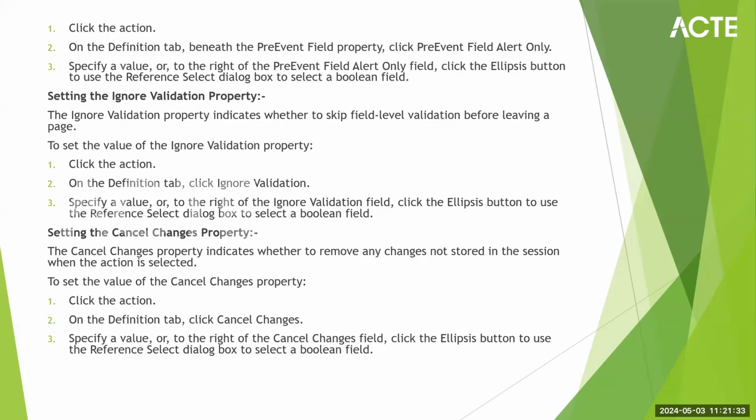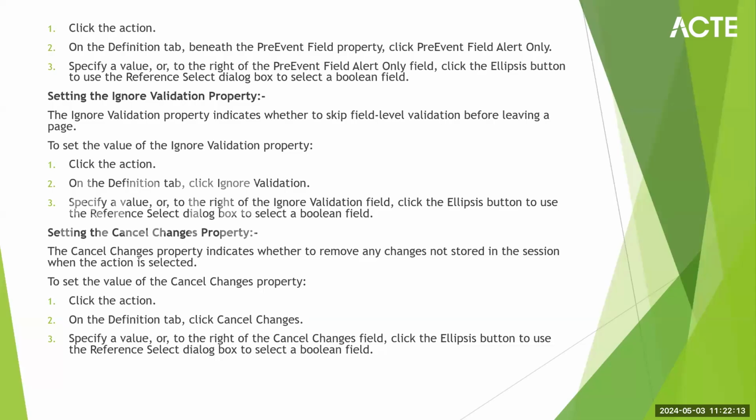Okay, select the ignore validation property. The ignore validation property indicates whether to skip the field level validation before leaving a page. For example, there is one UI screen and you are testing it, and you want a particular field to be skipped or ignored while testing the whole page. When you try to navigate, it should not give any warning that that particular field is not executed or not considered. Those kinds of things we do in the ignore validation property.